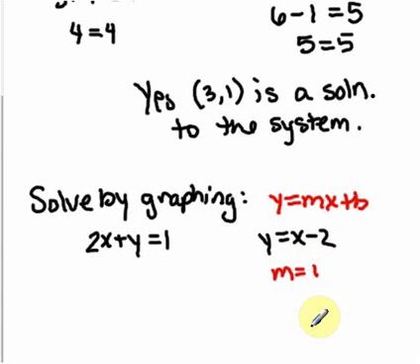Remember, slope is rise over run. So you might make a note of that if that's been a while for you. In other words, if it's not in a fraction, you need to put it in a fraction. You need to put it over 1. The y-intercept of this line, the b, is negative 2.